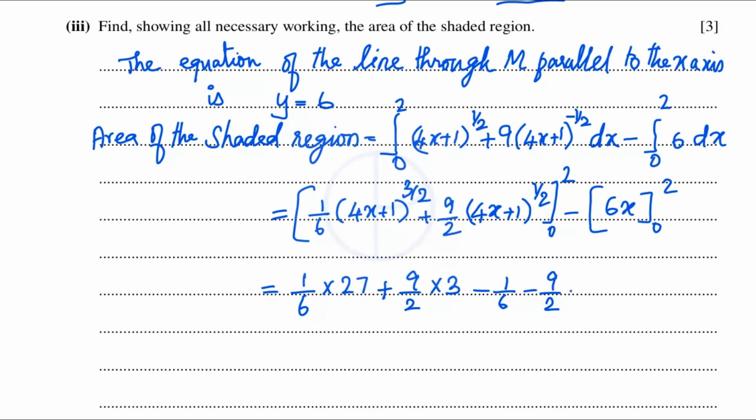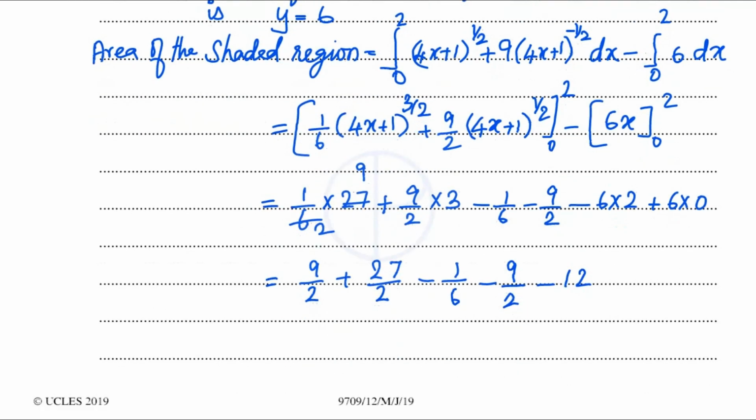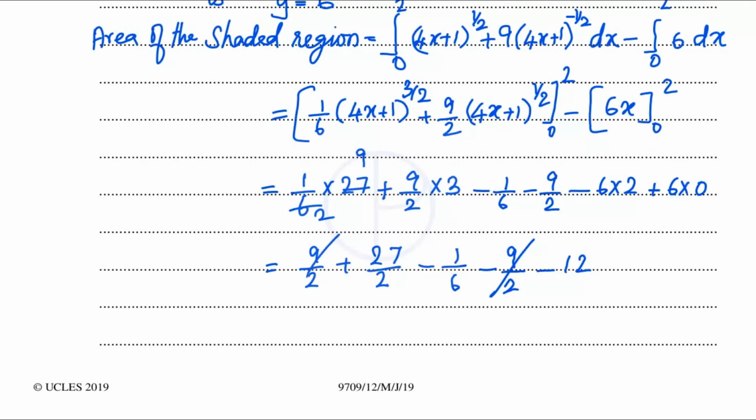Okay. So now let's do this part. Minus 6 multiplied by 2 plus 6 multiplied by 0. So 9 divided by 2 plus 27 divided by 2 minus 1 over 6 minus 9 over 2 minus 12. These two get cancelled.